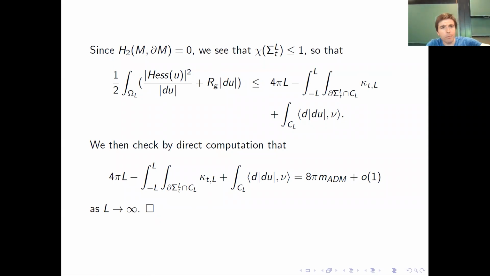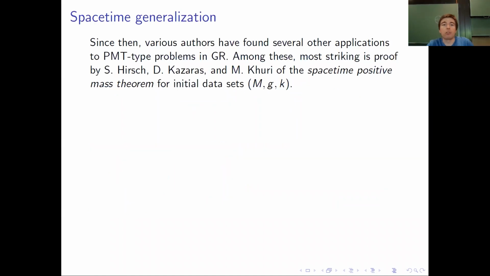All right. Okay, so since then there have been some interesting generalizations. People have been doing a lot of other things, and there are various other PMT type problems people study in GR with this. And among these, there are lots of interesting ones, but an initial striking result was by Sven Hirsch, Dmitry Kazaris, and Marcus Khuri, where they were able to get a space-time version of this. So I won't go into the space-time positive mass theorem, but it's telling you now that you have some analog of having non-negative mass, where now the rigidity case is a space-like slice of Minkowski space-time. Okay.